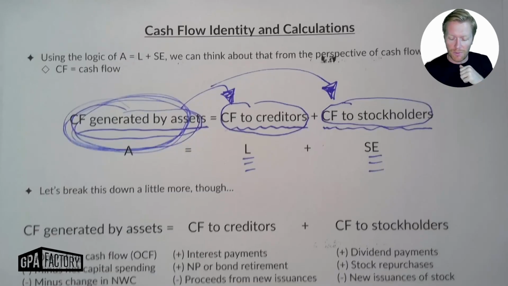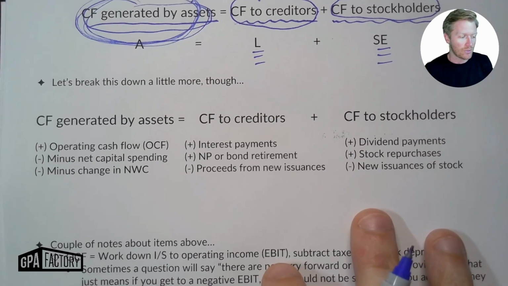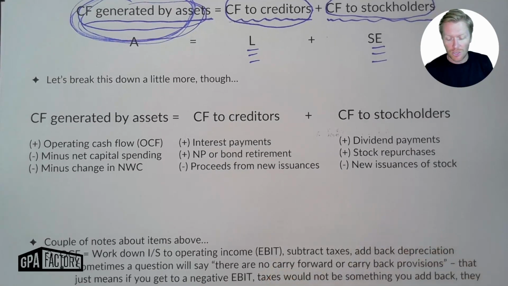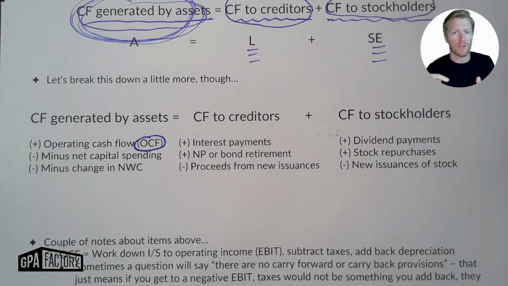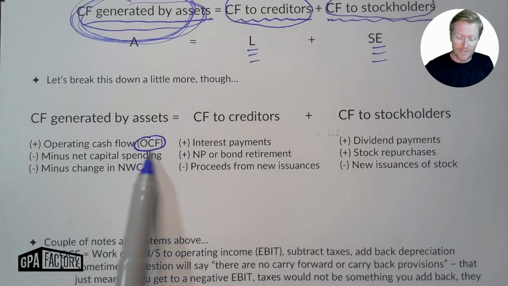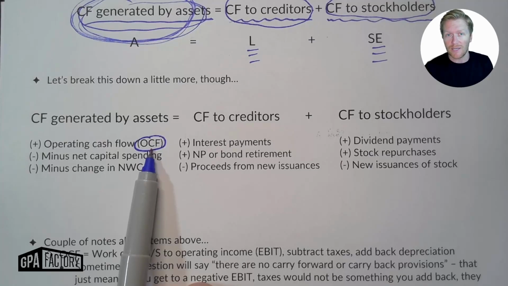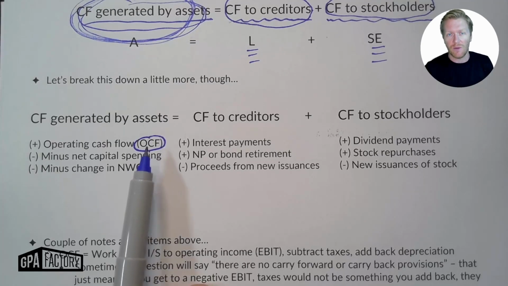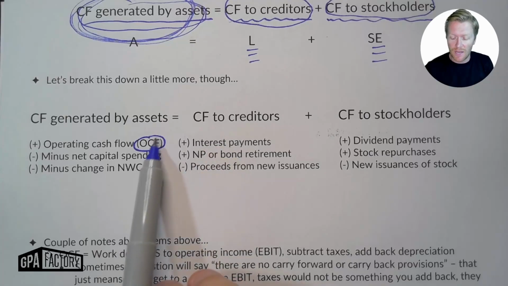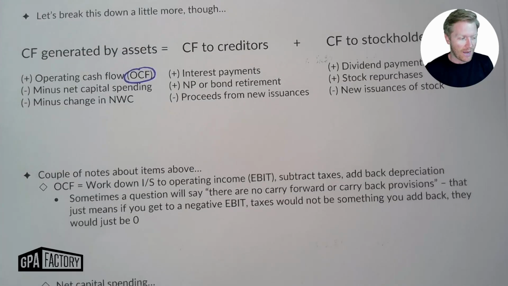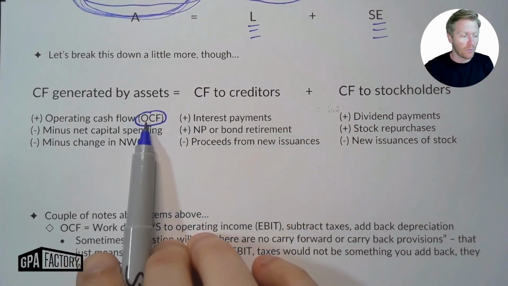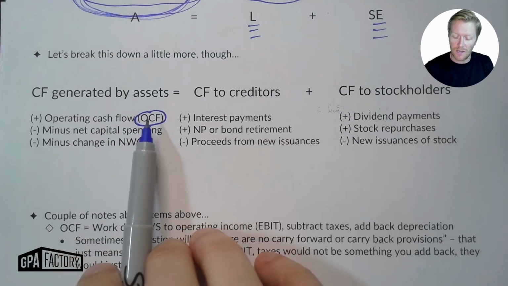Now we can break that down a little bit more, in how we calculate those cash flows generated by assets. Cash flow generated by assets is going to start with operating cash flow. So our company earns some operating income. We make a couple of adjustments. We take EBIT, we subtract off taxes, because that's going to the government, right? That's not cash flow to the company. We add back depreciation because that's a non-cash expense. That's our operating cash flow. I break this down a little bit further even down here, but for right now, operating cash flow is our starting point for our cash flows generated by assets.